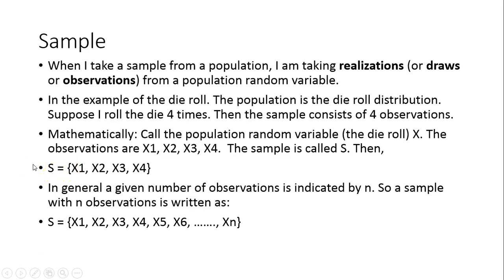In general, a given number of observations is indicated by n. So the total sample size is n, I can say, okay? Maybe n is some number, like 100, 50, I don't know, it's just some n. And this is the last observation. So a sample with n observations can be written like this: x1, x2, x3, all the way to xn, like this, okay?